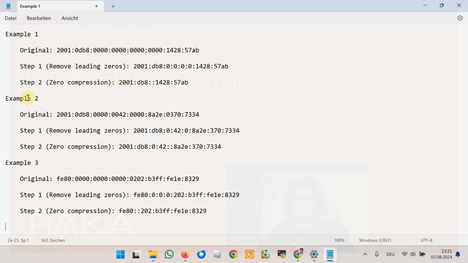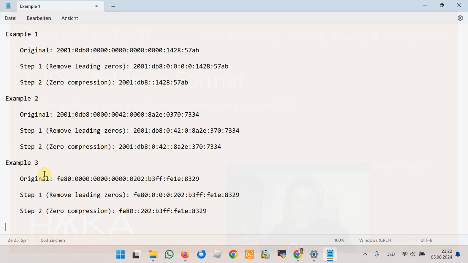And this is the second example. In the first rule, we remove the leading zeros in each group, and this is the summarized version of the IPv6 address. In the second step, we can remove this 0 or the other 0 and convert it with a single double colon, but we are not allowed to remove both zeros and convert them with double colons. Just a single 0 is removed.